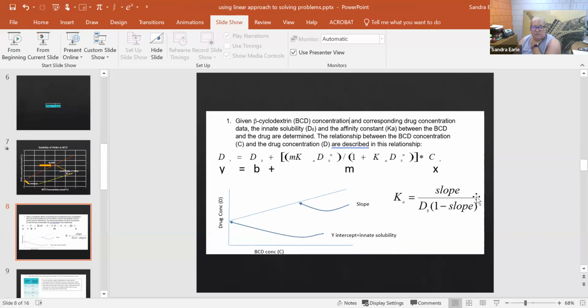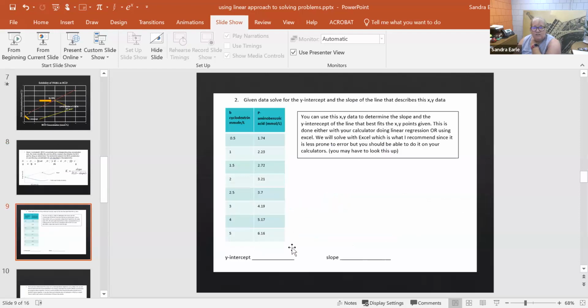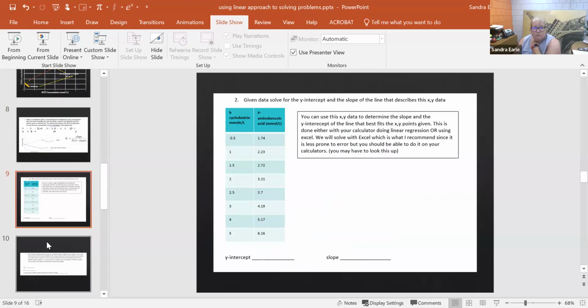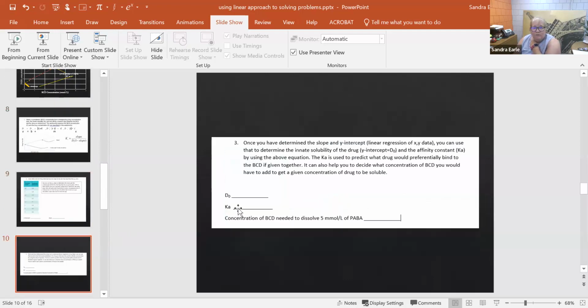Slope is needed to determine the Ka and to determine the relationship. So in this problem, I want you to see if you can do the y-intercept, which is the innate solubility, the slope, which is right here, and then see if you can determine the amount of BCD needed to dissolve 5 millimoles of PABA. So 5 millimoles of PABA is going to be somewhere between 3 and 4 millimoles of beta cyclodextrin. See if you can solve that on your own.